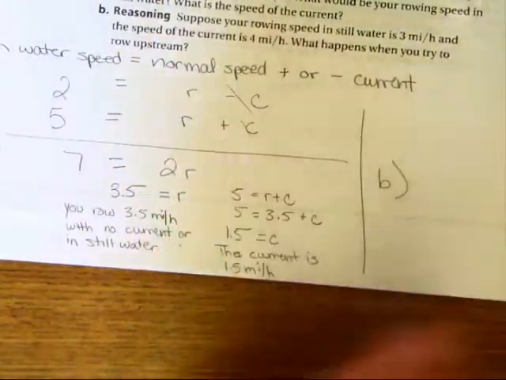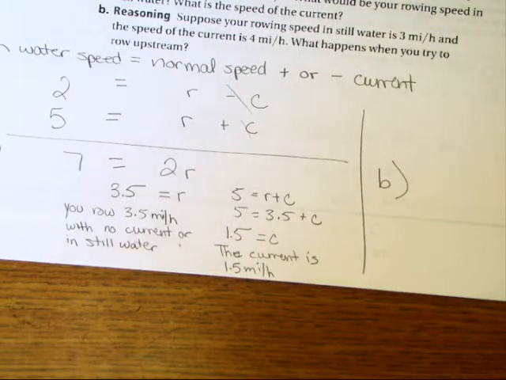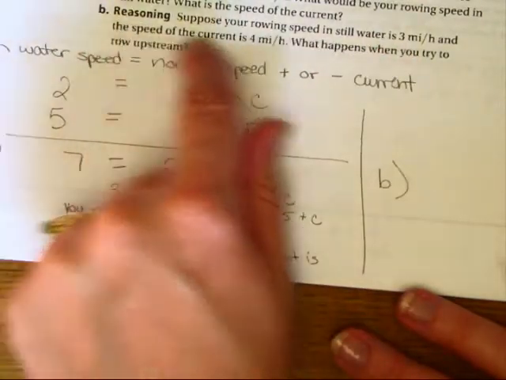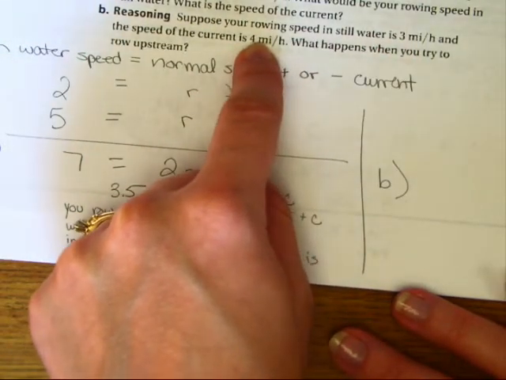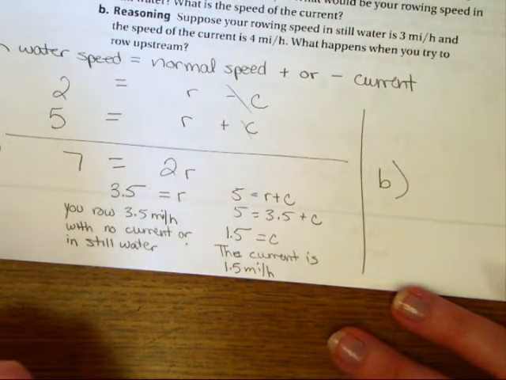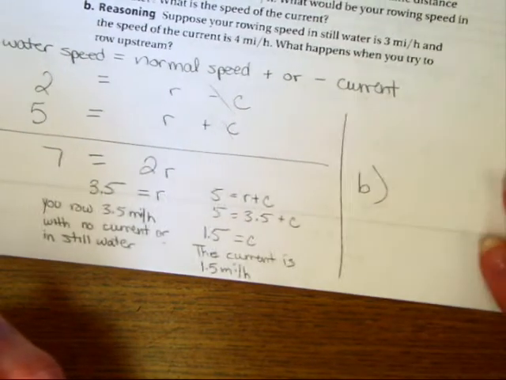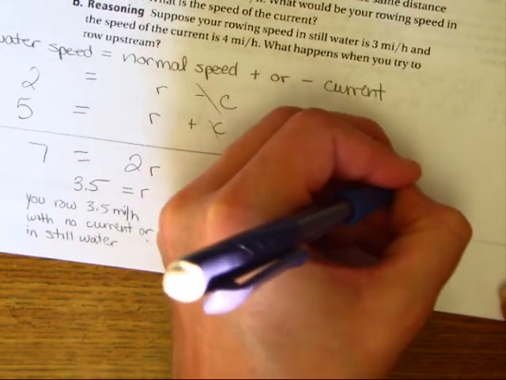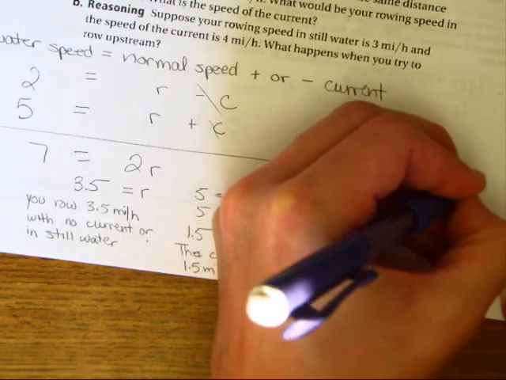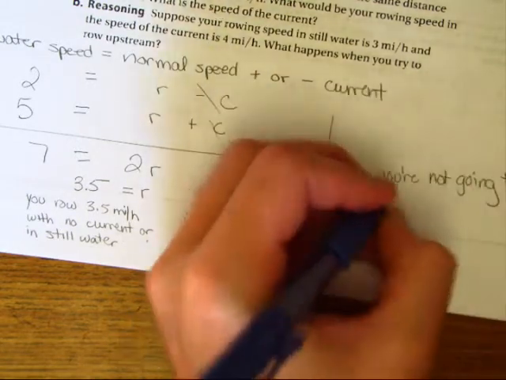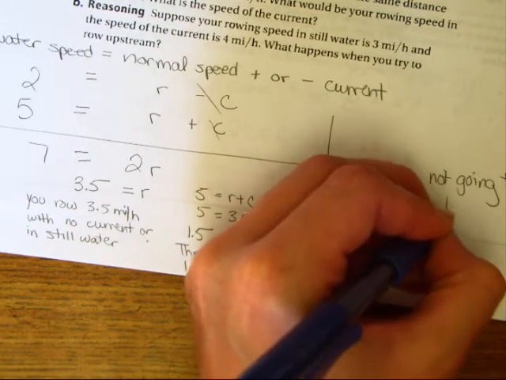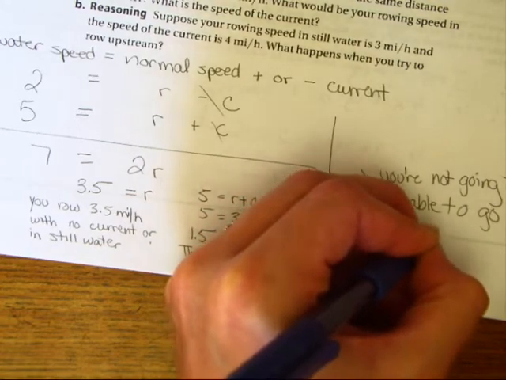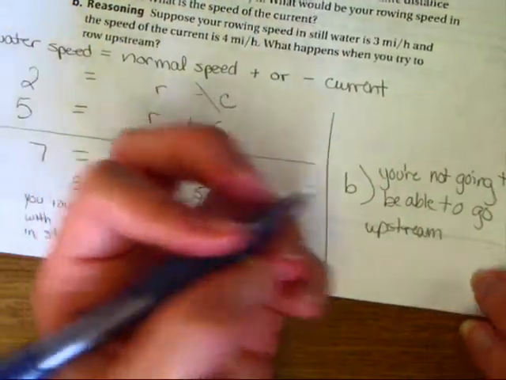Part B now. Suppose your rowing in still water is 3 miles an hour. Okay, I'm right here. Suppose your rowing in water is 3 miles an hour and the current is 4. What happens when you try to row upstream? So you can go 3 miles an hour, but the current is 4 miles an hour. When you go upstream, you're not going to be able to go upstream. Now, why won't you be able to go upstream? Because the current is faster than you.